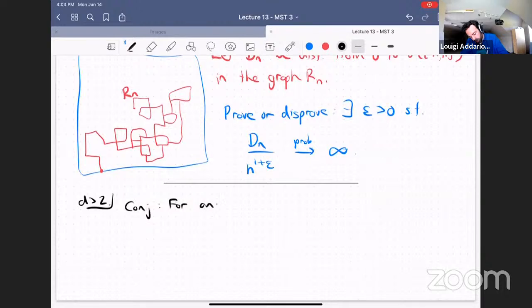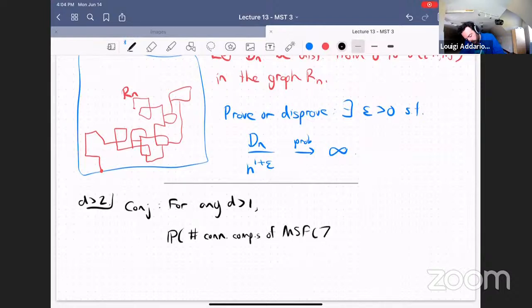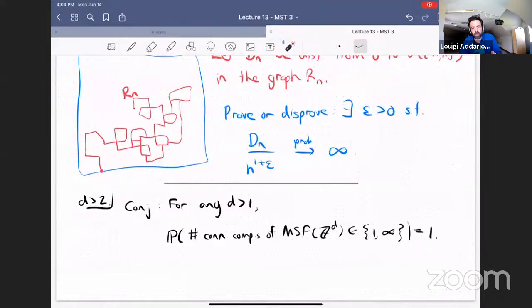for any d greater than 1, the probability that the number of connected components of the minimum spanning forest in Z^d is either one or infinity should be equal to one. So this isn't saying it's certain to be a forest. It's just saying it's either going to be a forest or it's going to be a tree. It's not going to sometimes be one and sometimes be the other. There should be some sort of a 0-1 law or an almost sure result about the number. And this is saying it should be.